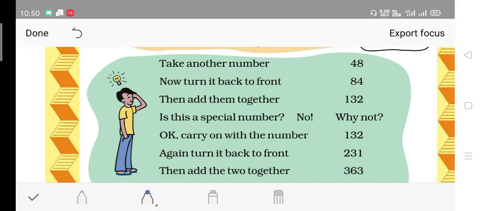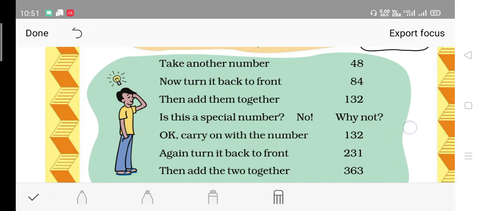Now another number taken is this number only, 132 and 231, turned back. Okay, that means reverse order. Now addition is done and we got the answer 363. So is this a special number? Yes, this is the special number.